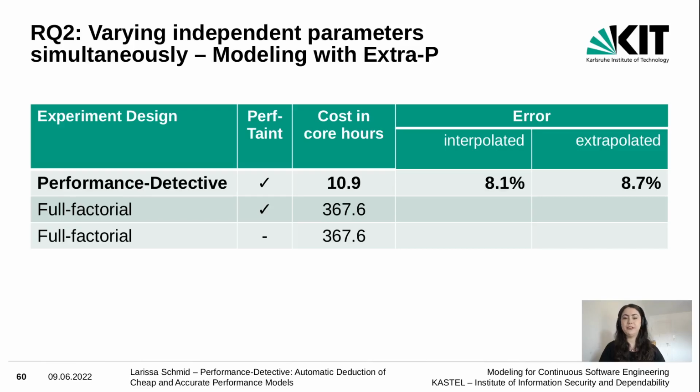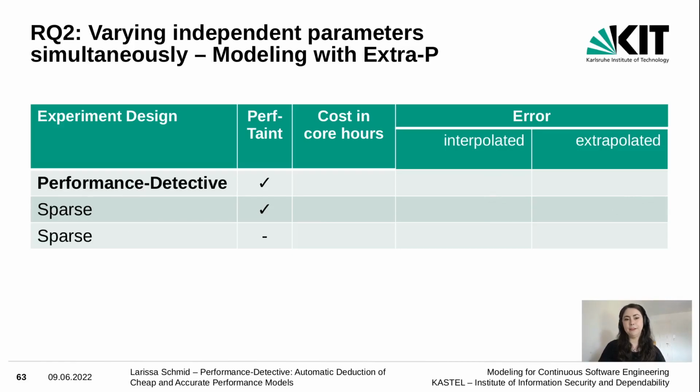So performance detective gives us a prediction error of around 8% for the interpolated test set, and also around 8, maybe more 9% for the extrapolated test set. And the full factorial measurement design, however, gives us around the same errors with 9 and 10 respectively, and a bit lower errors for the full factorial measurement design without perf-taint, but still around the same.